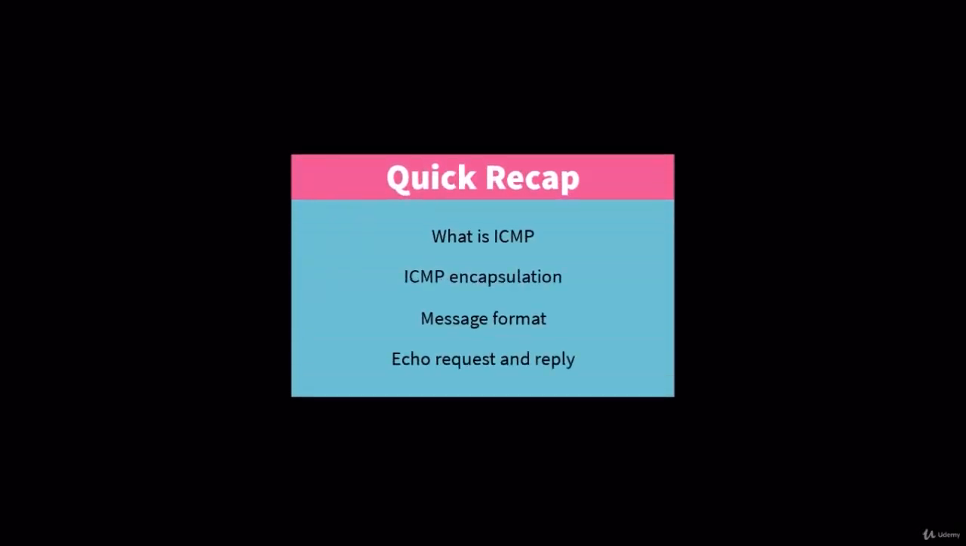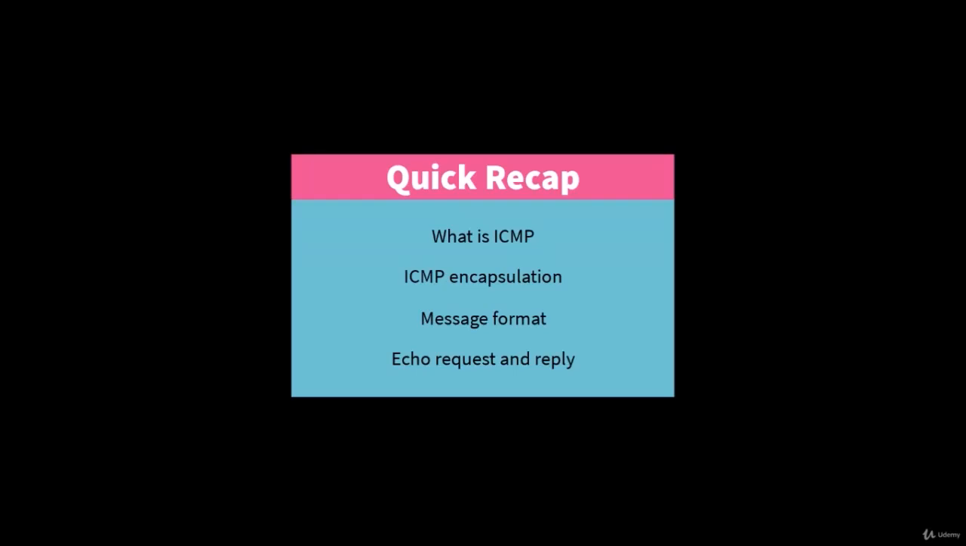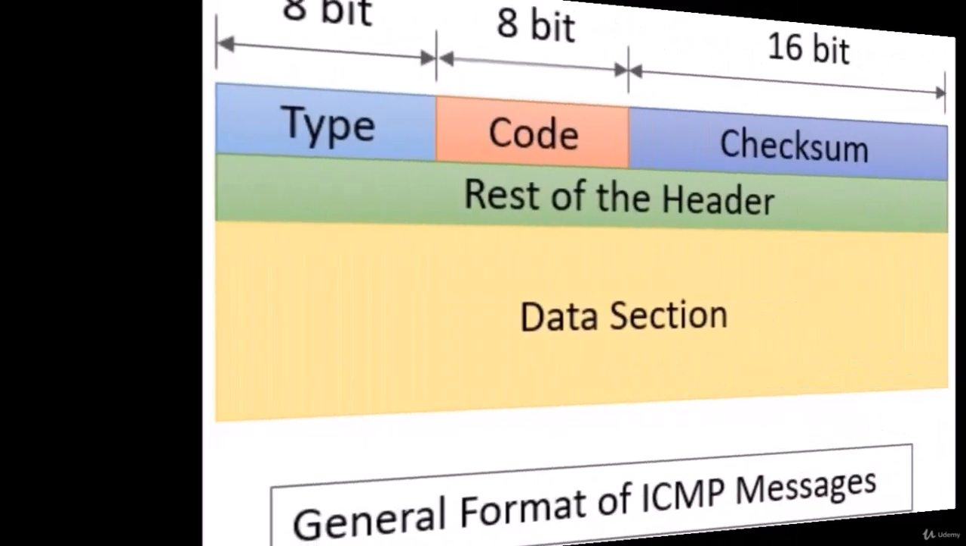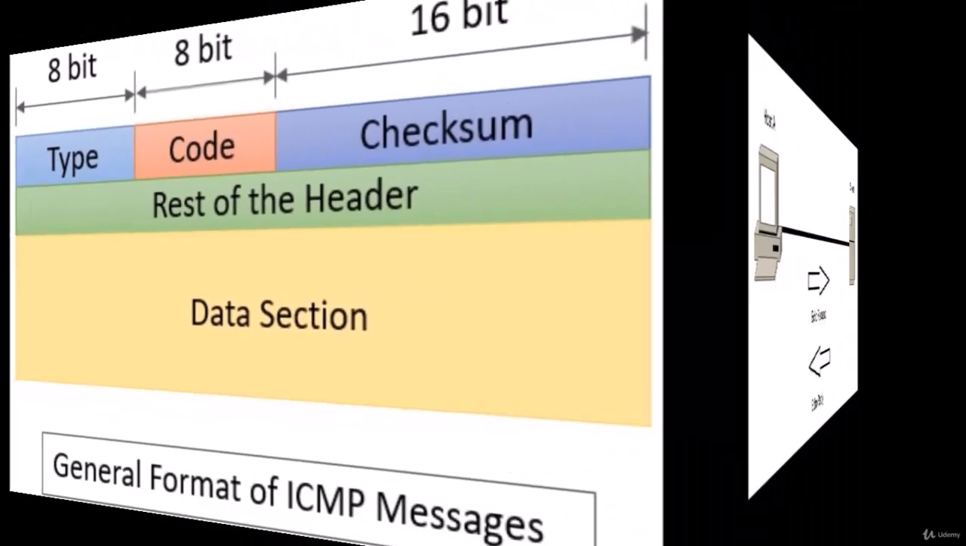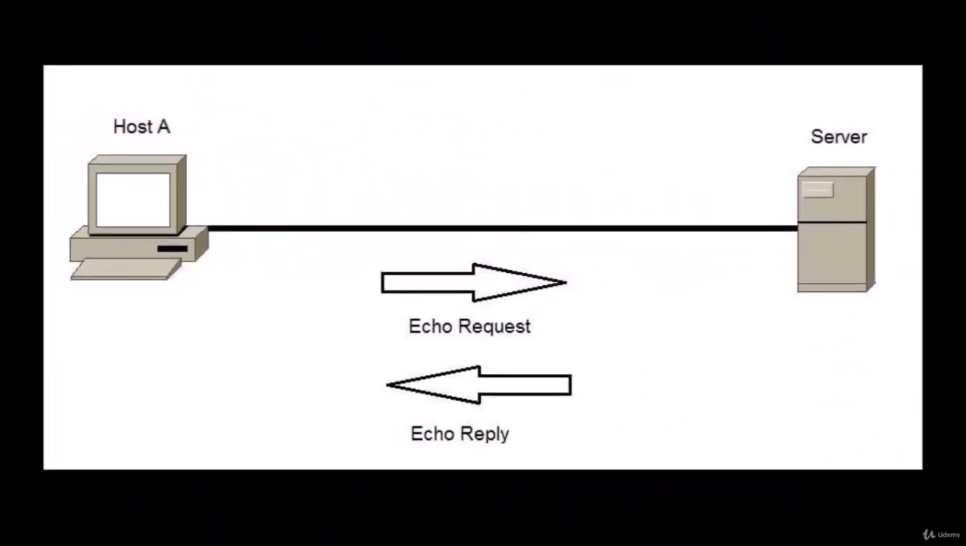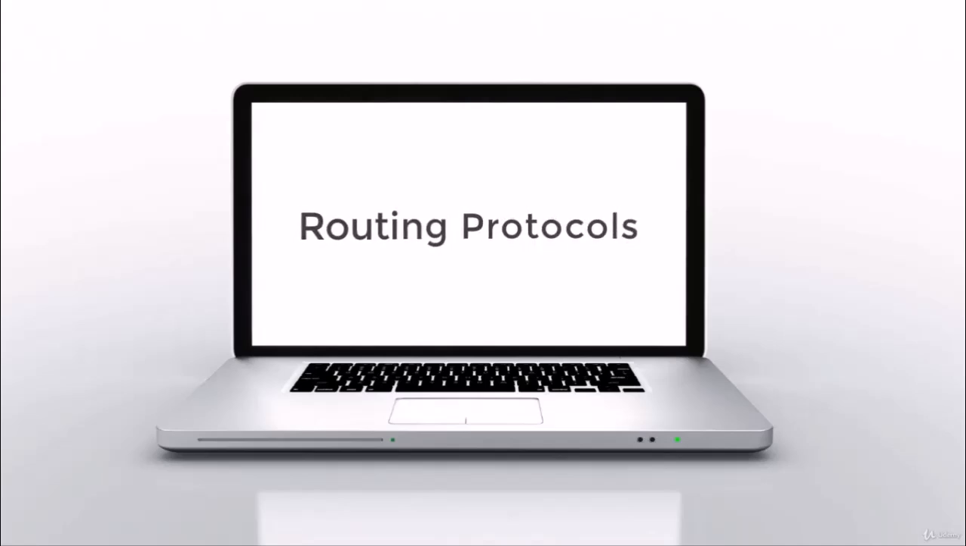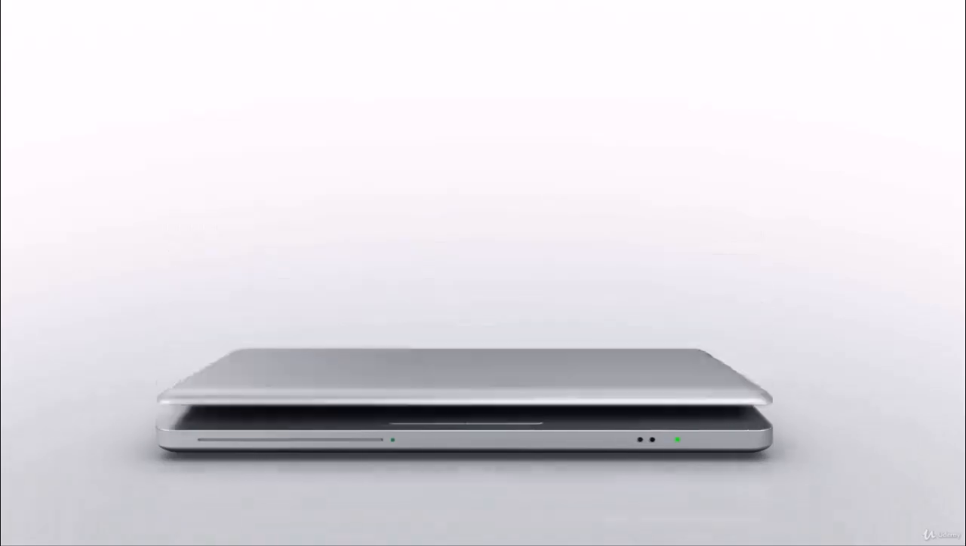Let us have a quick recap of our lecture. We saw what the ICMP protocol is. We saw that ICMP is the error reporting mechanism for the TCP/IP model. Then we saw the ICMP message format and the error reporting messages, and also saw the working of ICMP echo request and reply. In the next lecture, we will see how your data packets are sent from one router to another router using the routing protocol.